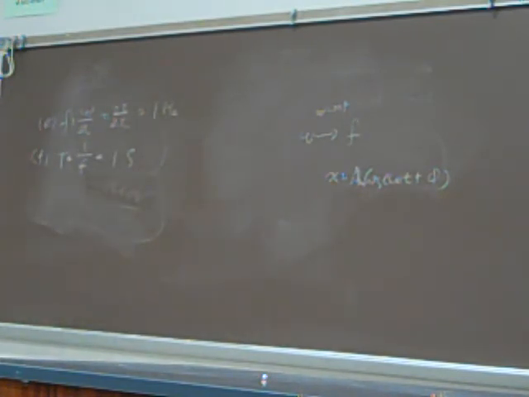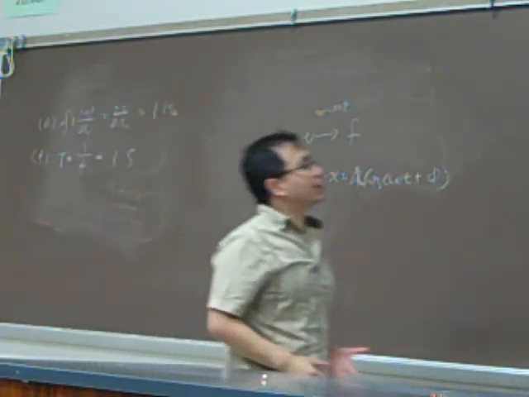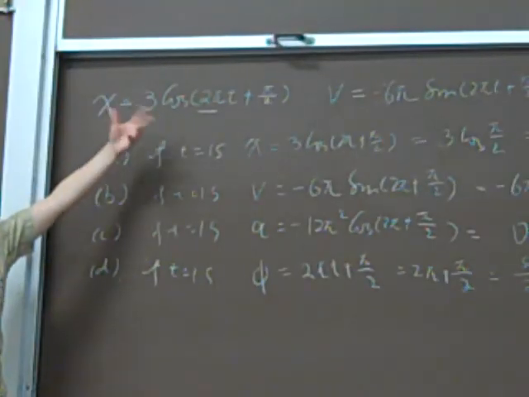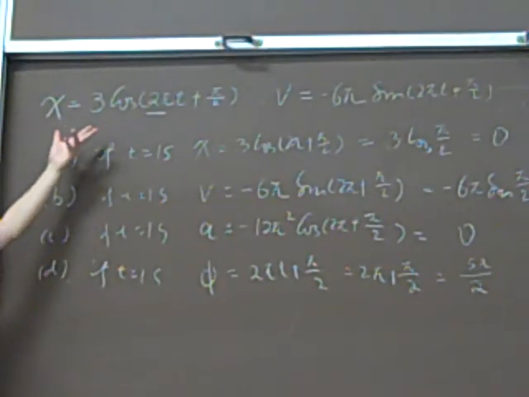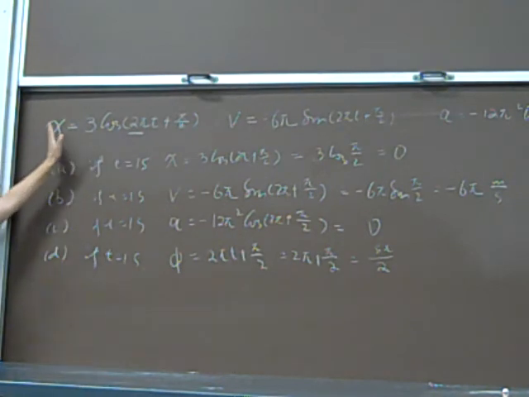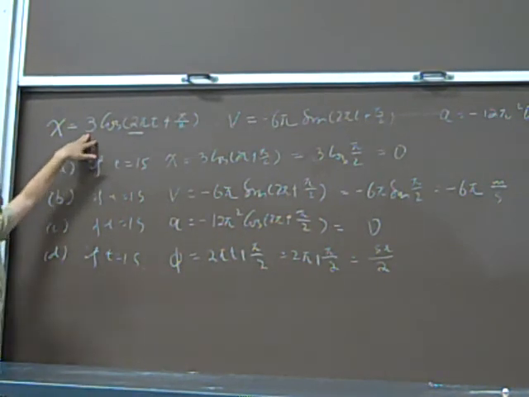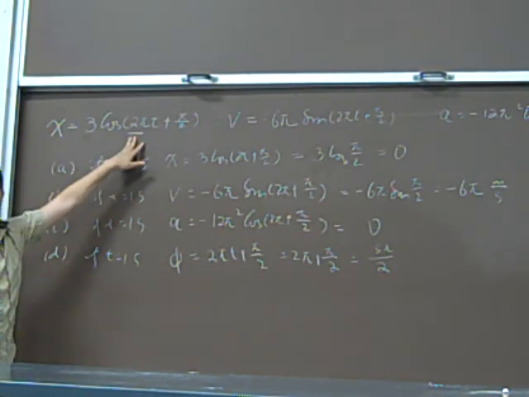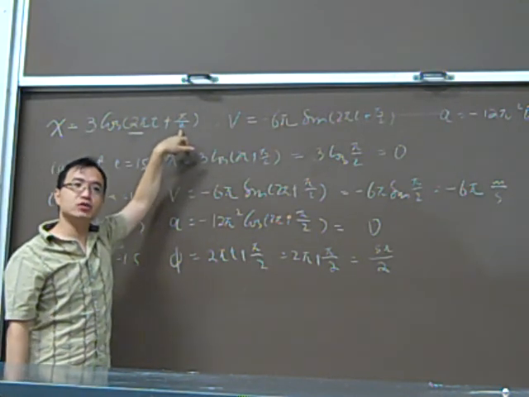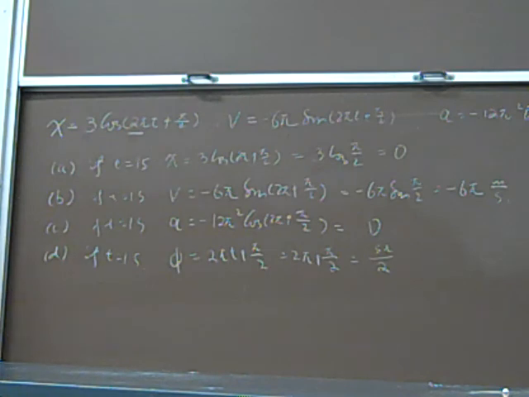So please note that when the equation is given in physics, they don't just give you some irrelevant numbers. Every quantity here has its meaning. This is the amplitude equals 3. The angular frequency equals 2 pi. The initial angle or initial phase is half pi. So it starts at some particular position. It tells you that.